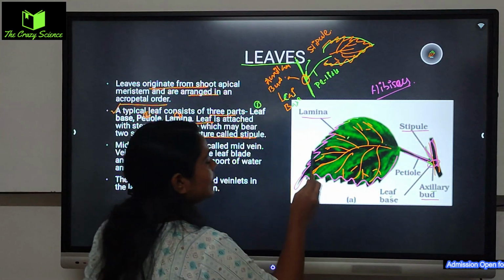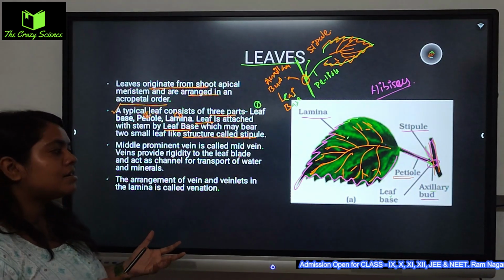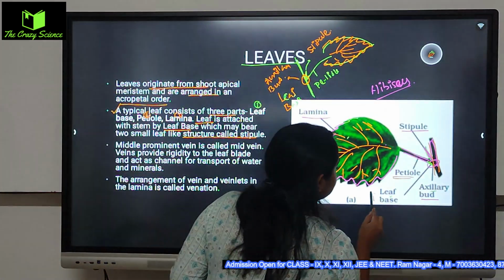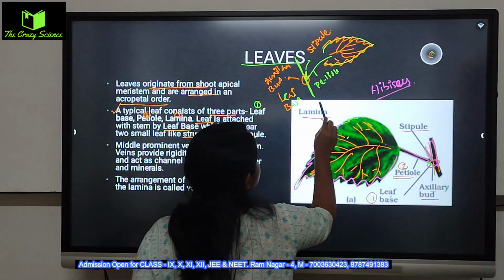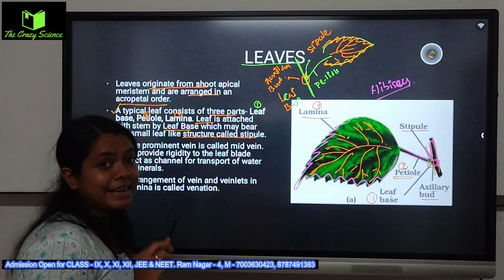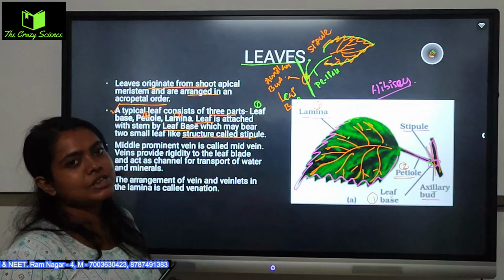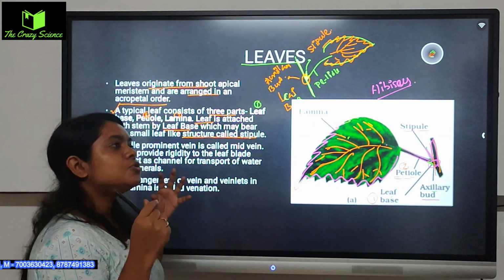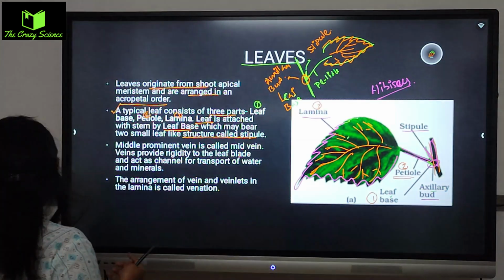ঠিক আছে, এটার সাথে leafটা is connected via the petiole here. Alright, তিনটে তো পার্ট আছে, one is a leaf base, second is a petiole, and third is a lamina. These are the three components of the leaf. Okay, and যেহেতু একটা লিফ নিয়ে কথা বলছি, that's why I'm calling it the leaf. যখন আমি অনেকগুলো লিফ নিয়ে কথা বলবো, we'll call it the leaves. Alright.